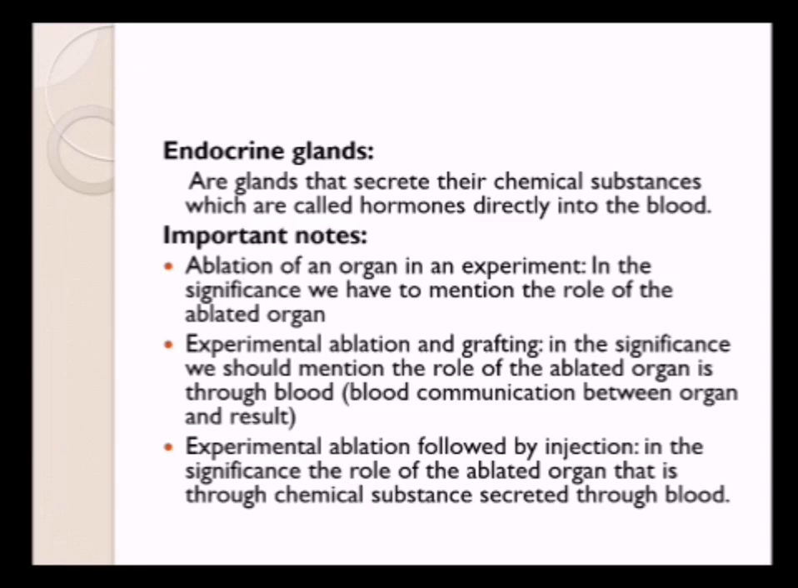Now, endocrine glands are glands that secrete their chemical substances, which are called hormones, directly into blood. So a hormone is a chemical messenger. It's a signaling molecule, or a chemical made up by specialized cells called endocrine cells. Those cells are found within endocrine glands, and a hormone is released into the bloodstream to send a message to another part of the body.